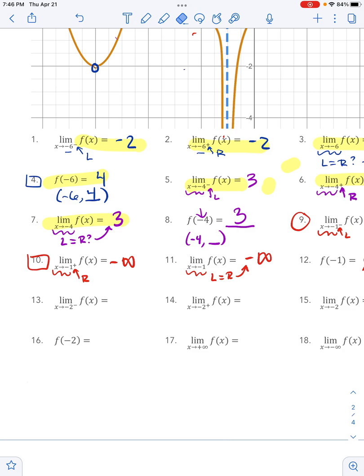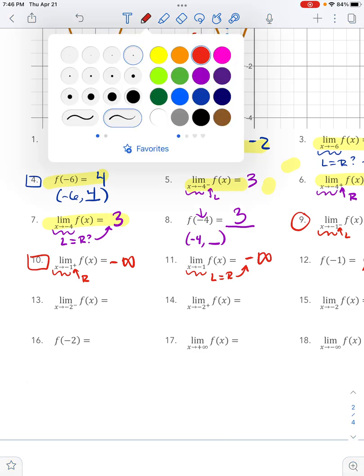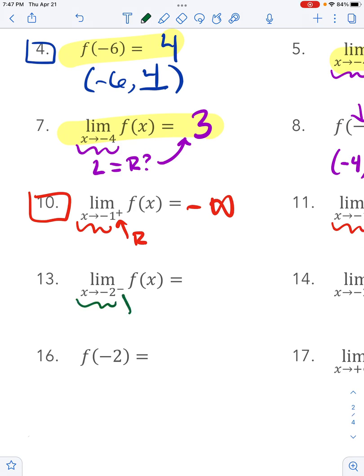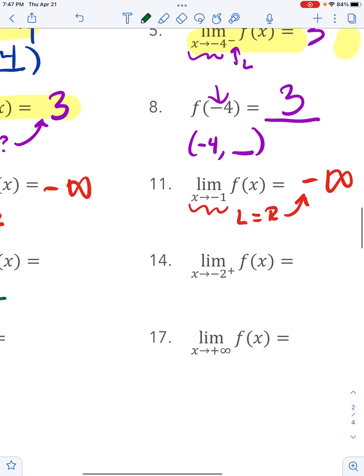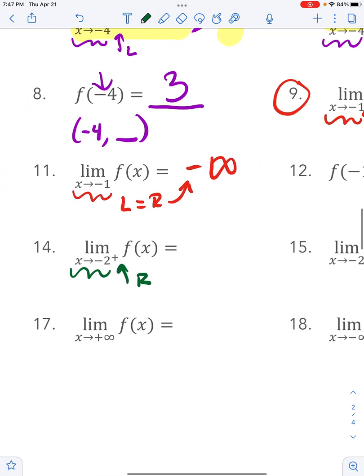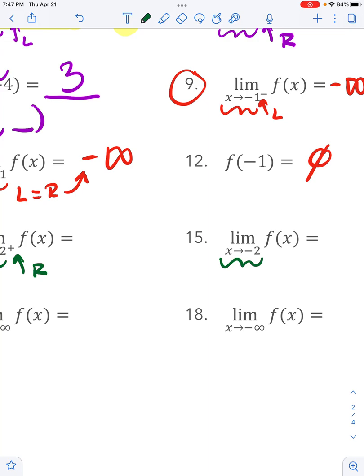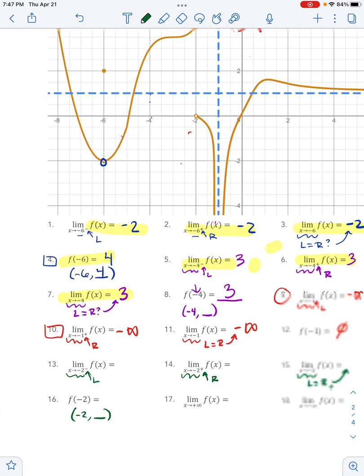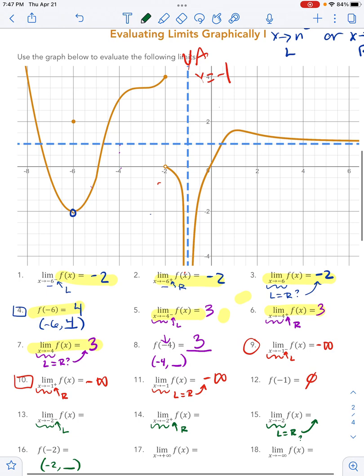Alrighty, so the next thing we're looking at, because it's kind of just the same thing over and over, is going towards -2 from the left, going towards -2 from the right, asking to see if the left and right limits are the same or not, and then finally, what is the actual value if you use x equals -2? So let's find out. First, let's go to -2.